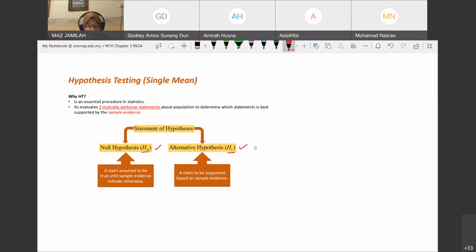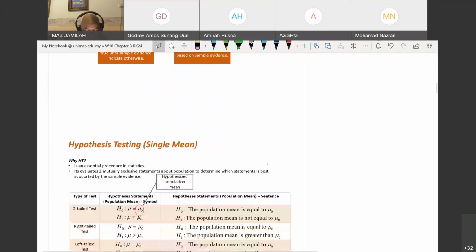So if your claim is at the null statement, we wish to gather the sample evidence to support our claim. And if we do not have sufficient evidence, then only we will reject our null hypothesis. For the alternative hypothesis, it is a claim to be supported based on sample evidence. So we will see later how these two statements become a decision that you need to make.